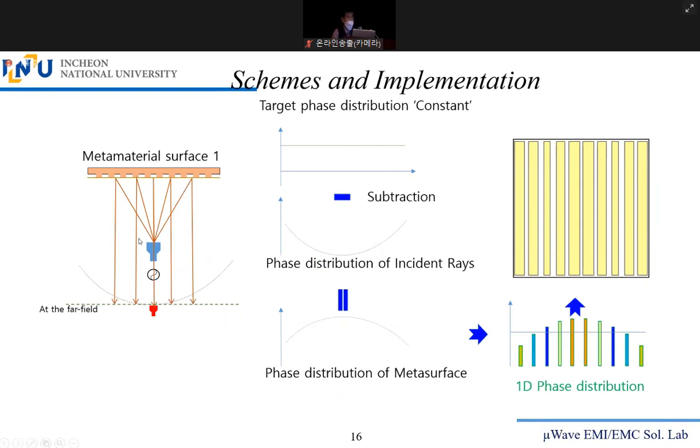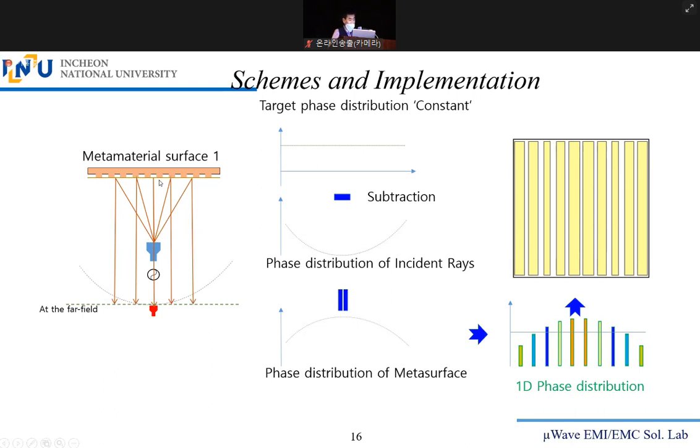We want to change the diverging wave by letting the incident waves hit the surface. When they are bounced back, they should have the same phase. That's why I set a constant function for the target phase distribution. The final phase distribution I need is the phase distribution over the metamaterial surface, as you see. To do that, we should know the second thing that is subtracted from that. What is it? This phase distribution is this one.